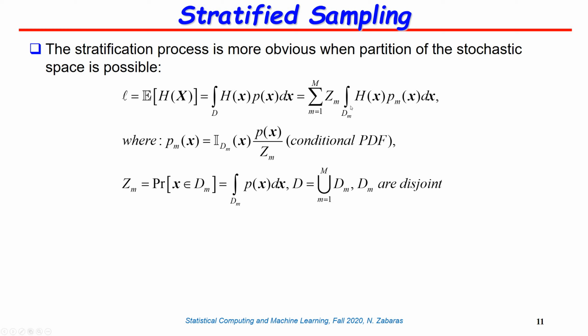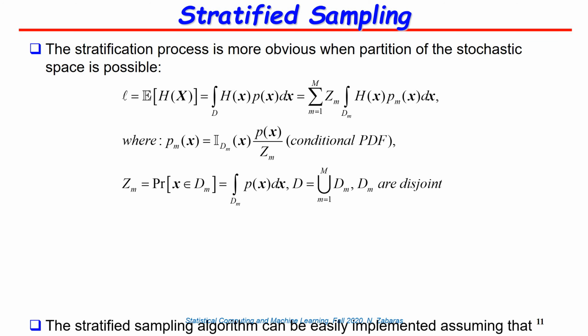So effectively, when you write this as a summation over little m of this integral in every domain m, I multiplied and divided by Z_m to get the expression you see here on the right-hand side. So I have written my original quantity, this script L, as a sum of Z_m times estimators that are now conditional, conditional on being in different regions of the support space. Again, these D_m are disjoint, and their union is the whole of the domain D.